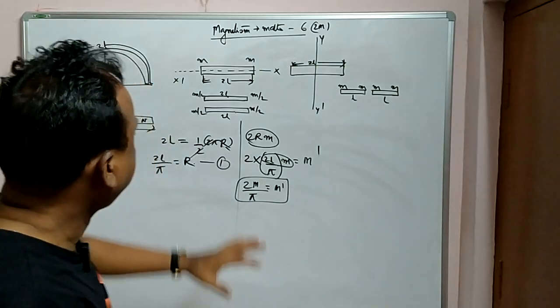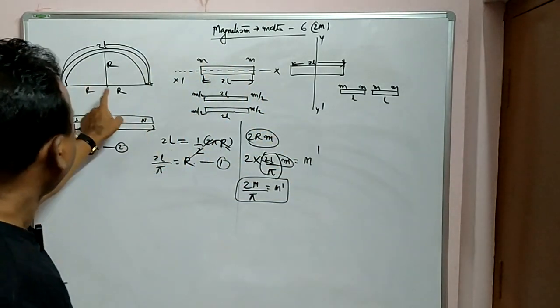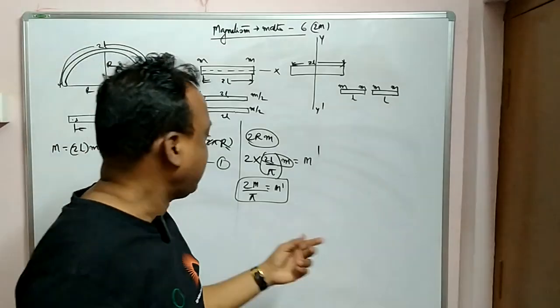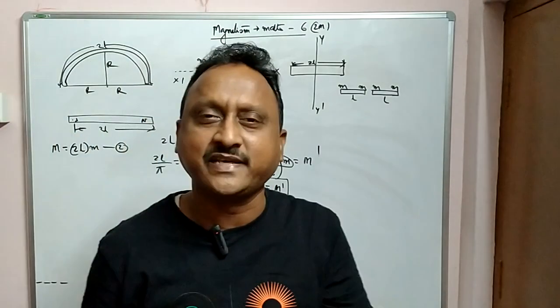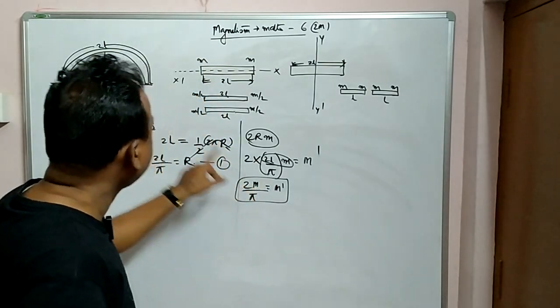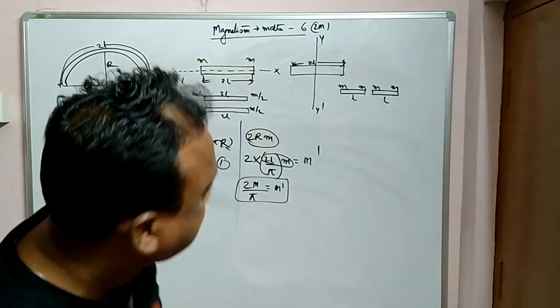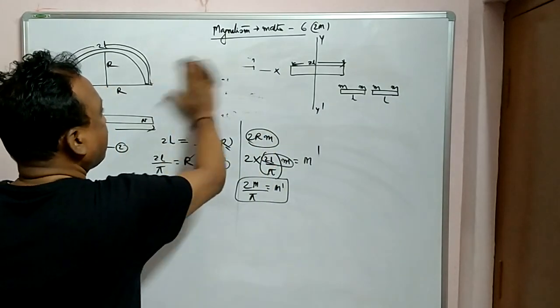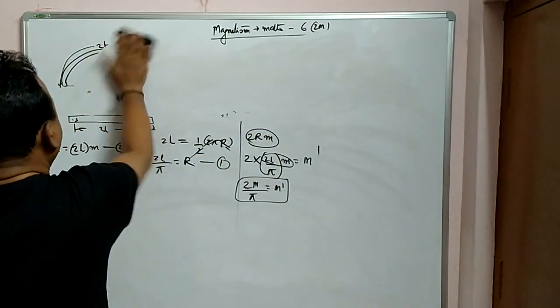Please note down, this concept is very, very important regarding magnets. When it is bent into a semicircle, the new magnetic moment becomes 2m by pi, where pi is 22 by 7 or 3.14. M is the original magnetic moment before bending into a semicircle. Clear? Now suppose the same magnet is bent into an arc of a circle, what happens? We'll see.